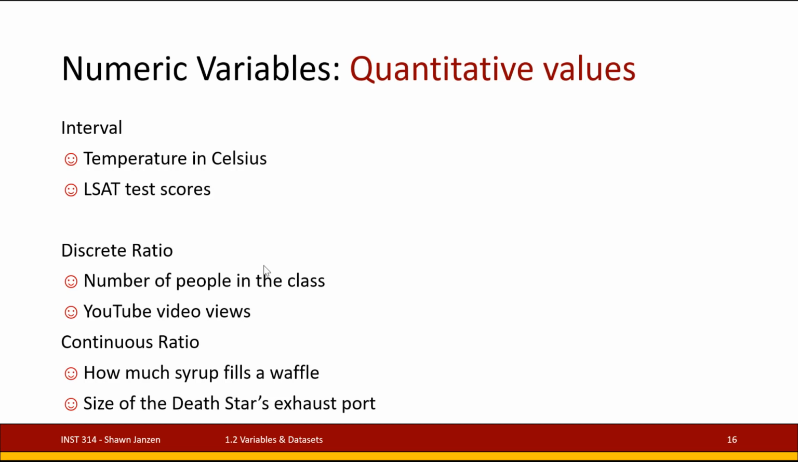Compare that to continuous ratios. How much syrup do you have in a waffle? We could take a little pitcher and begin to pour syrup onto the waffle, and when it exactly fills up, we can stop, and we can measure it to an extremely small value, as many decimal points as whatever measuring tool we're using will give us. Think of it also as the size of the Death Star's exhaust port. That's my little Star Wars reference, so when they're flying across the Death Star and they're shooting their little torpedoes down into it, that size of the exhaust port has a continuous value to it. Maybe it's 2 meters, maybe it's 2.2 meters, and we can go from there.